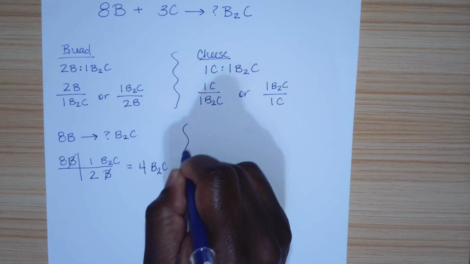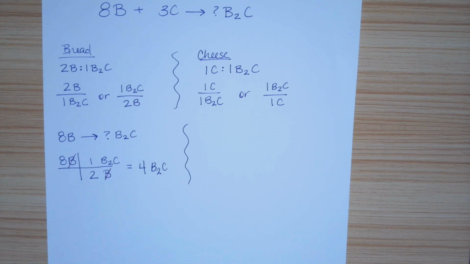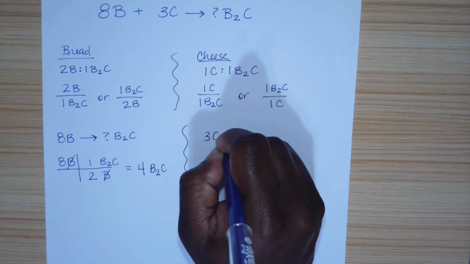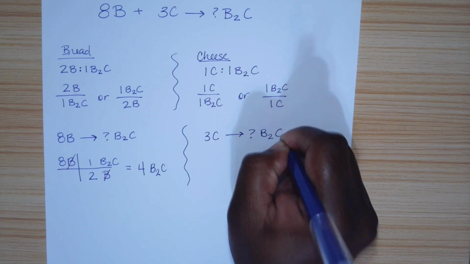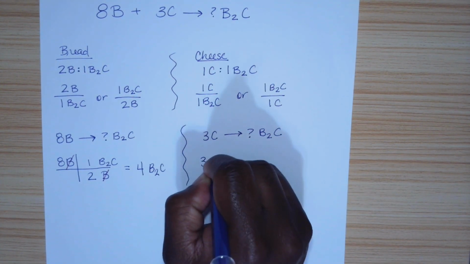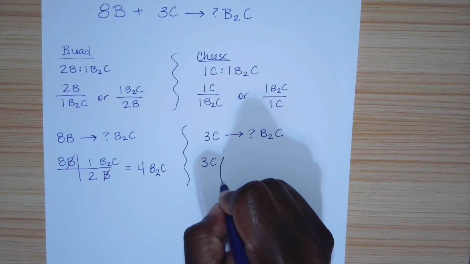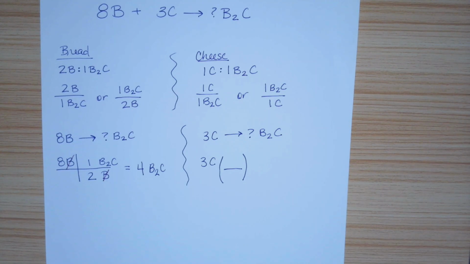Let's do the same thing with the cheese. So we started with 3 slices of cheese, but we need to know how many sandwiches could form. So starting with the 3 slices of cheese, this time just to show what I was referring to, I'll go ahead and use parentheses and conversion factors, just to show that you'll still get the same thing.